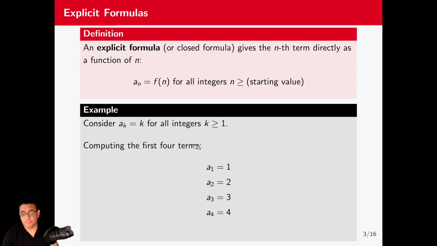If we compute the first 4 terms, a1 is just 1, a2 is 2, a3 is 3, and a4 is 4. Notice that you're replacing the index in the function. Because the index was 1, the output is 1. When the index is 2, the number is 2, and so on and so forth. This produces the sequence 1, 2, 3, 4, which is a simple example.